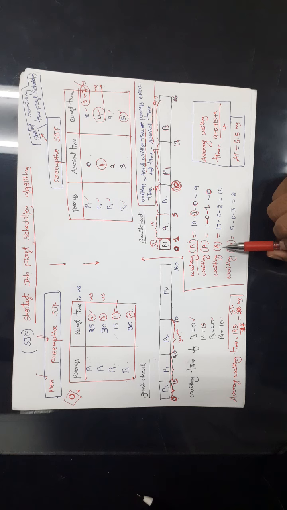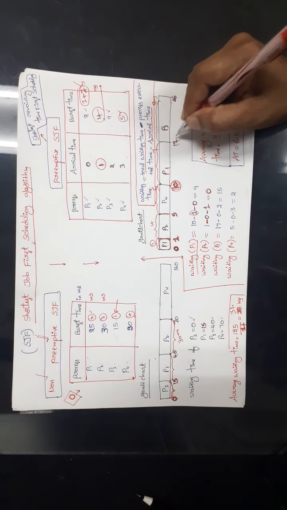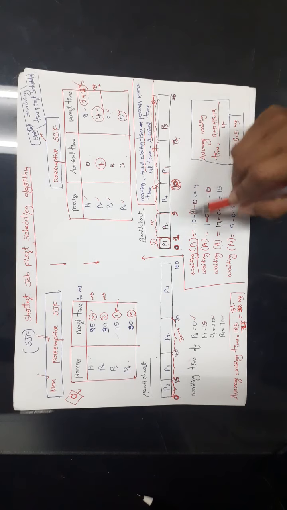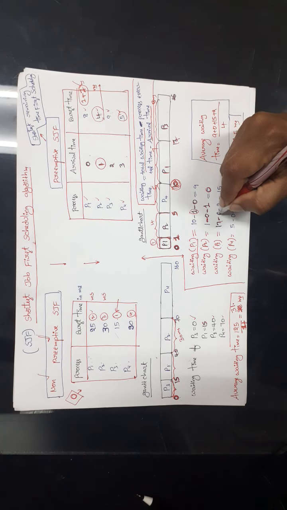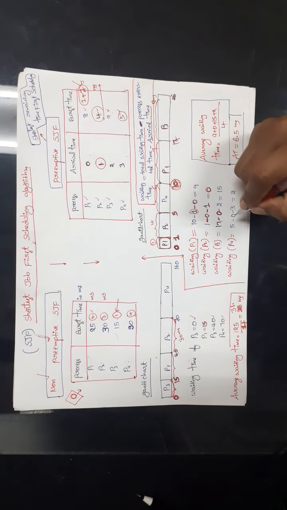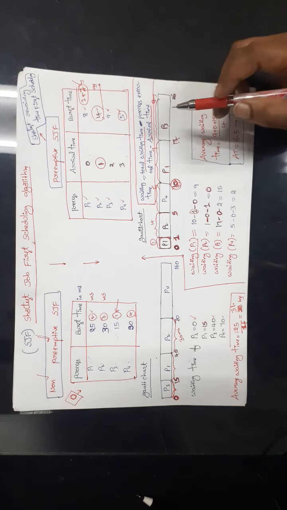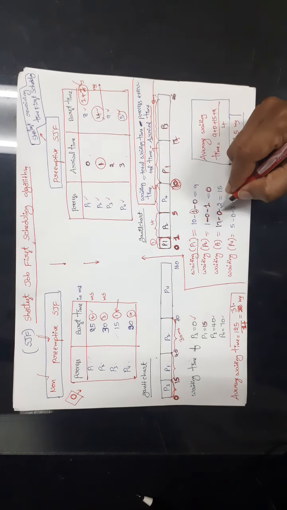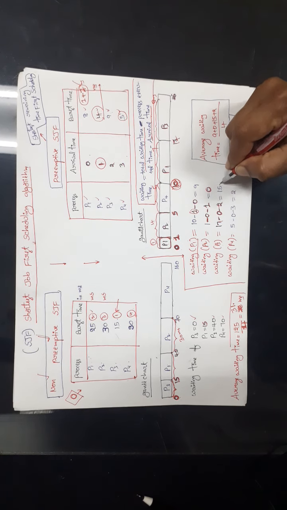What is the waiting time of P3? 17. So I have written 17. Before that, was this process executed anywhere? No. So here process execution time before is 0. Next, what is the arrival time? 2. So I need to subtract 2. What is the value? 15.